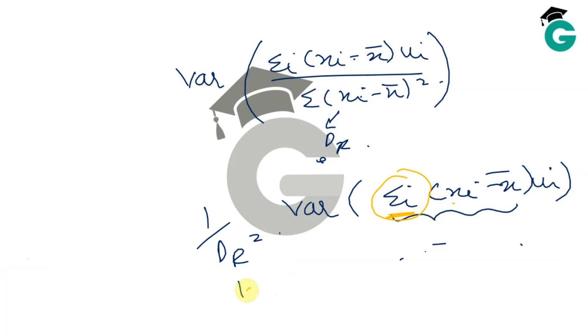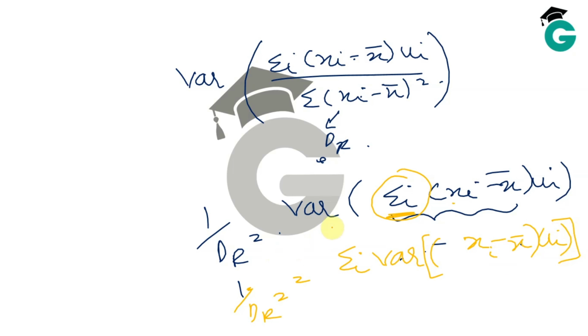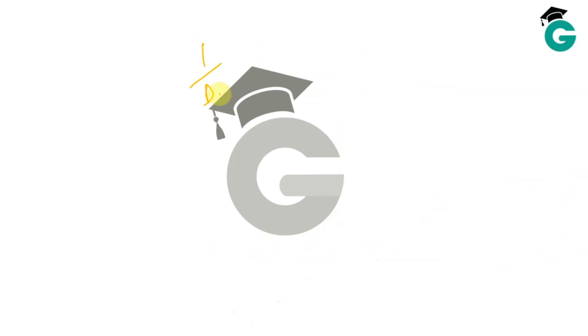Right. So I should in fact write this out, like I said, in 2 steps, which is going to be equal to the summation over i of the variance of (xi minus x bar) ui, right? Which is going to be equal to 1 over denominator squared, summation i of (xi minus x bar) squared, because this is simply a constant.